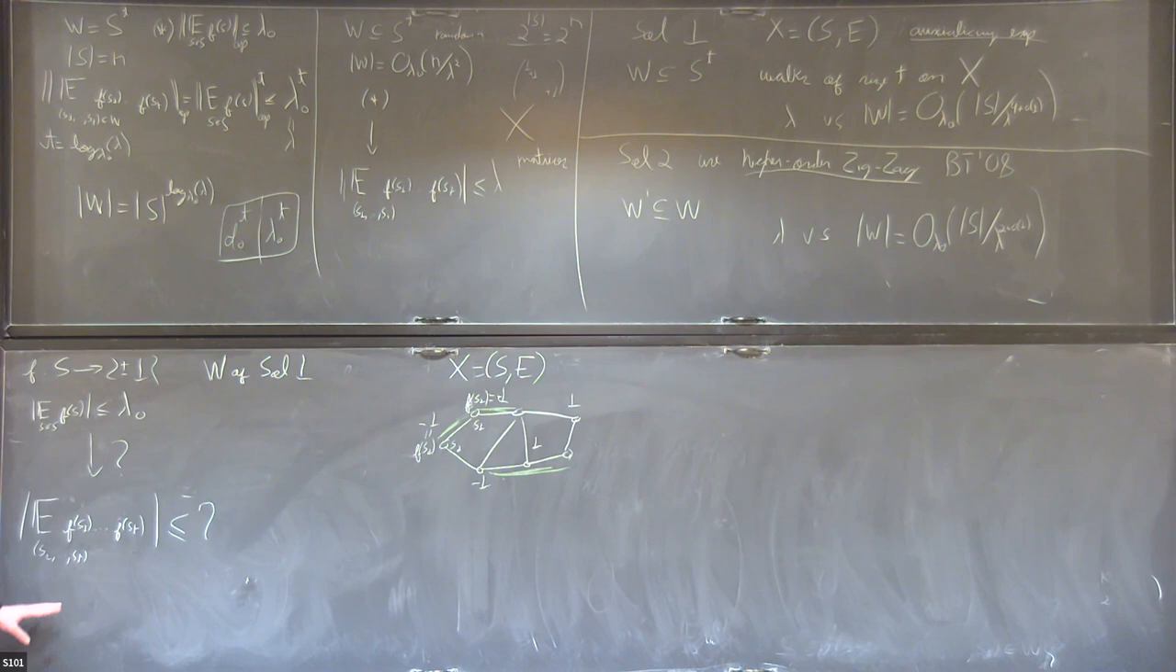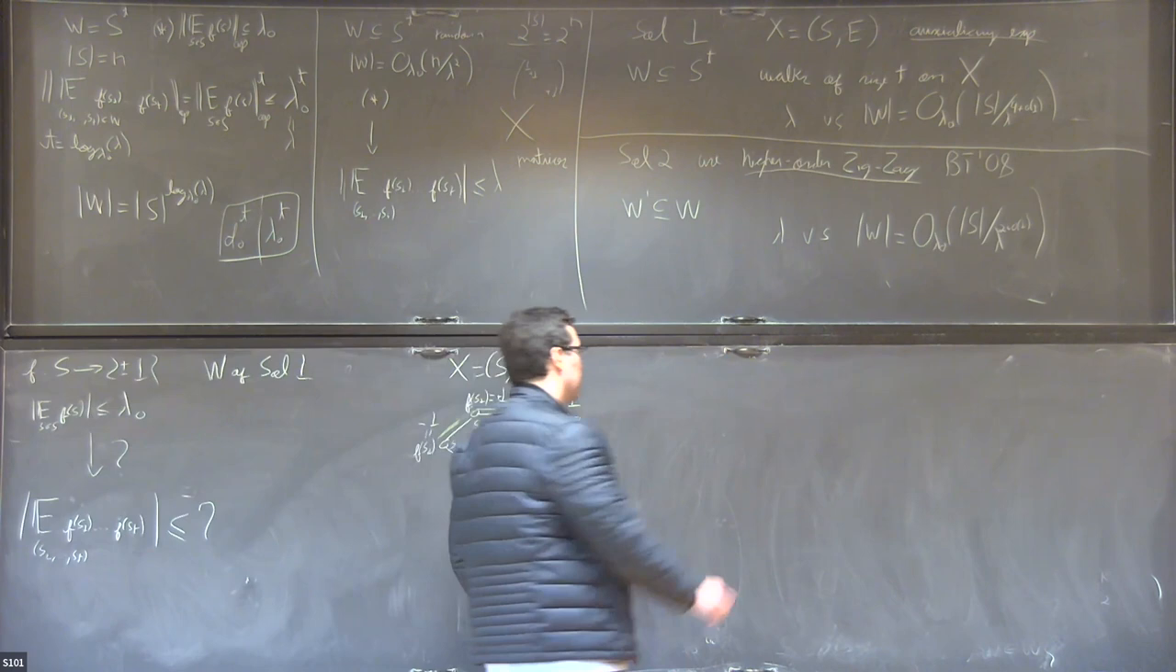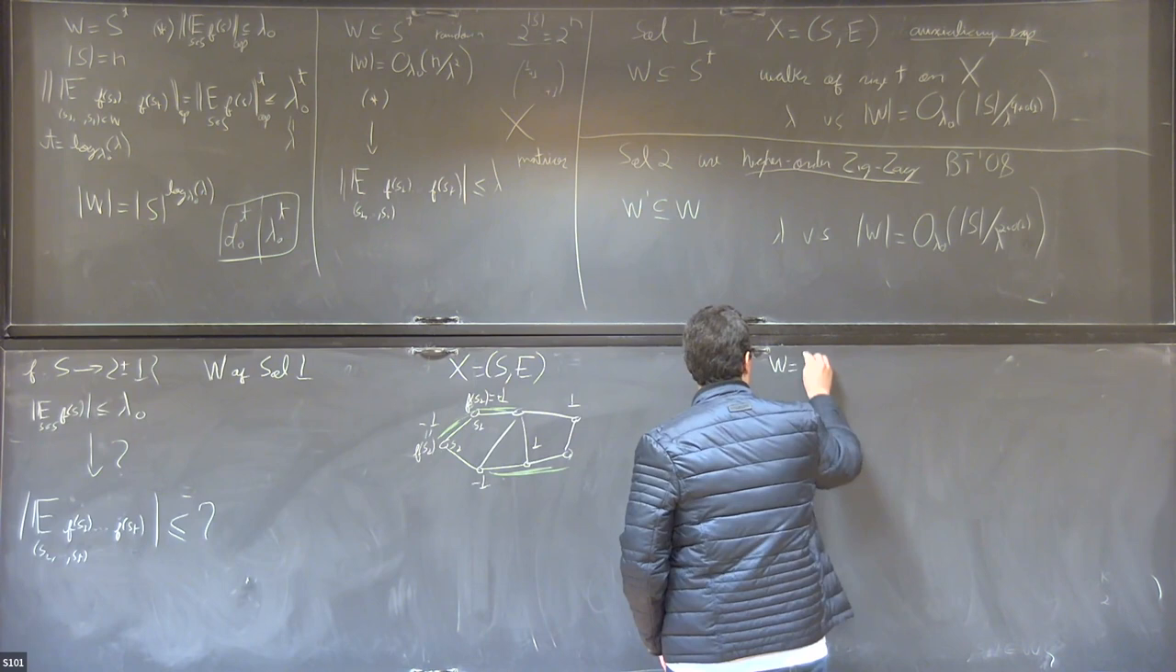Let's consider the case that t is equal to 2. When t is equal to 2, we are just looking at the edges of this, right? So let's say the special case that t is equal to 2. And in this case, W happens to be just the edges. What's going to happen here?